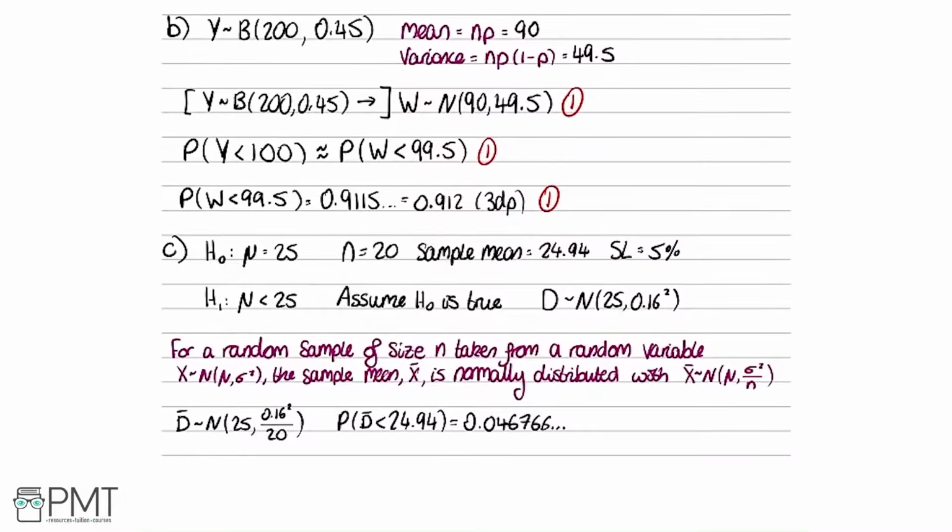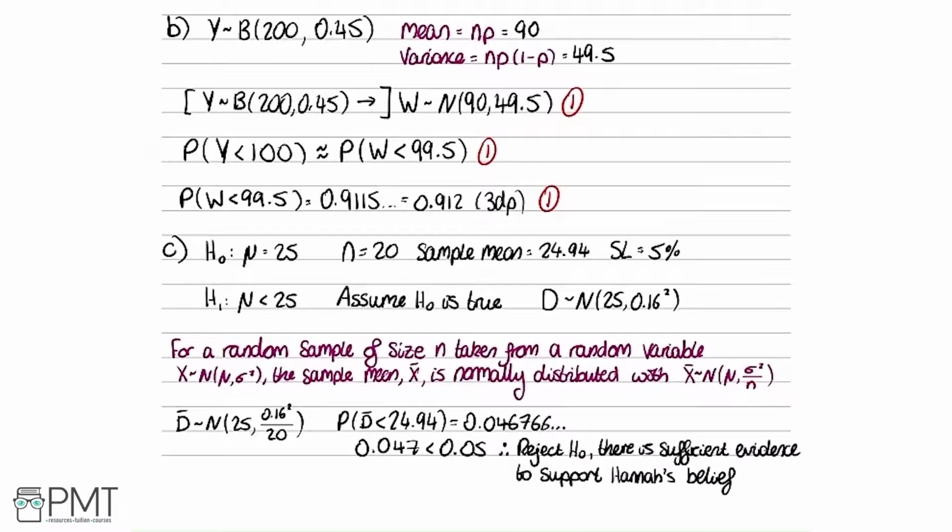Now we're going to compare this to the significance level. If I round this, I can say 0.047 is less than our significance level of 0.05, so 5%. Therefore, now I'm going to write a little conclusion. Since it's less than our significance level, we're going to reject the null hypothesis. There is significant evidence to support Hannah's belief. So to support the fact and say yes, it is likely that the mean amount of liquid put in each bottle is less than 25 millilitres.